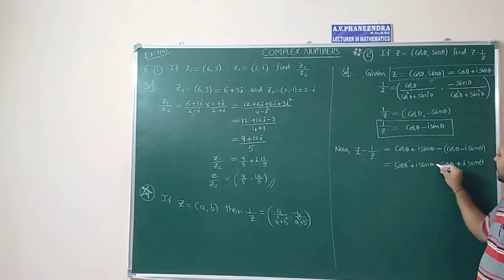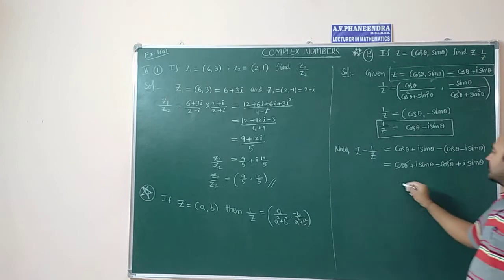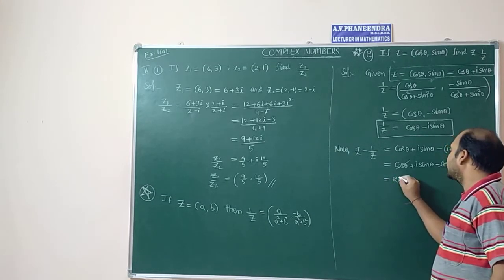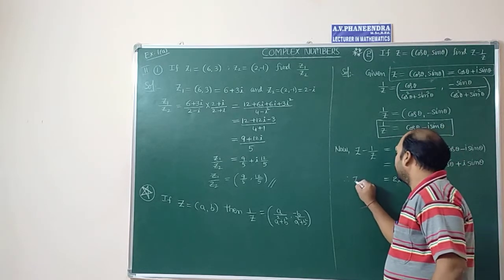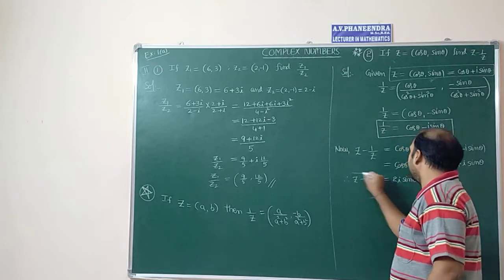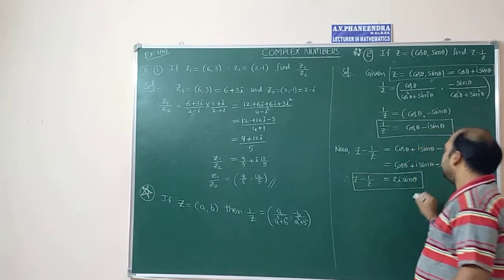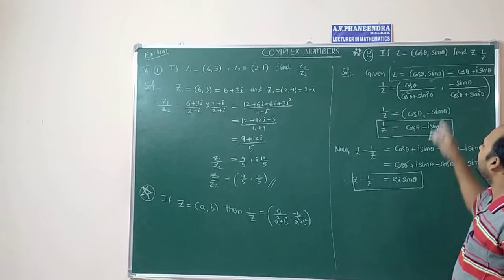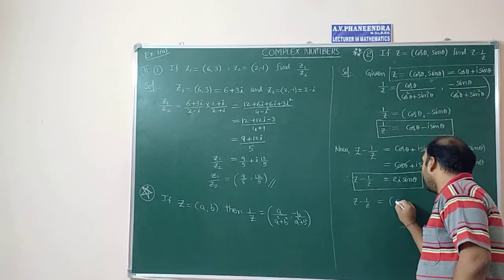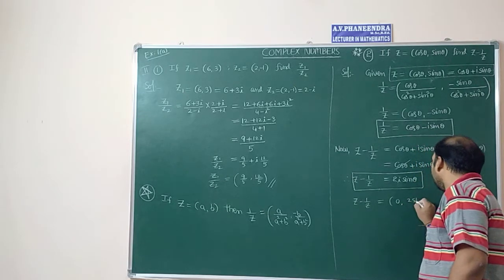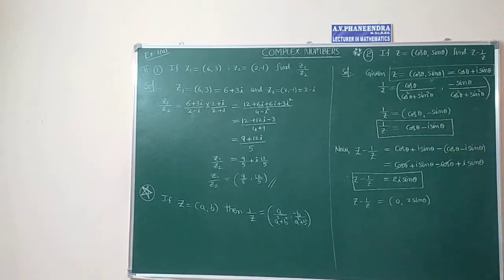So plus cos theta minus cos theta get cancelled. I sin theta plus I sin theta, 2I sin theta. Therefore, Z minus 1 by Z is equal to 2I sin theta. If you want to write in that form, we can write it as Z minus 1 by Z is equal to 0 comma 2 sin theta. Why? Because there is no real part here. So 0 comma 2 sin theta, or simply you can write it as 2I sin theta. This is the value.